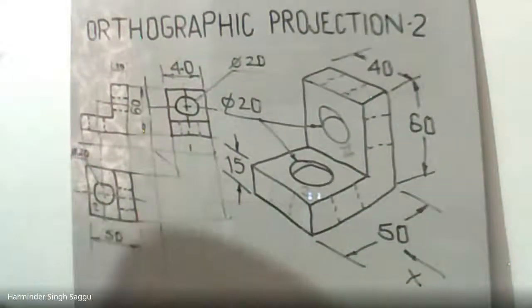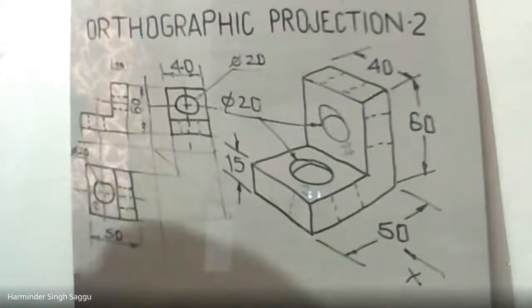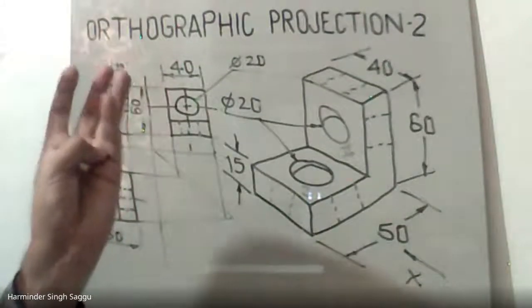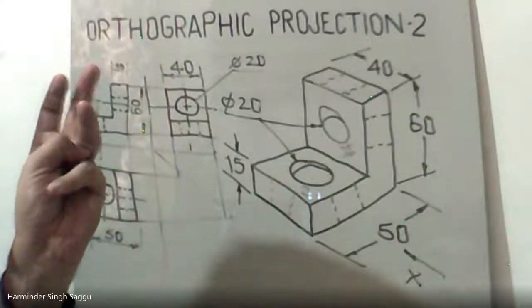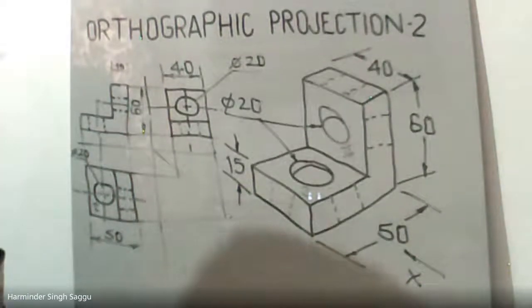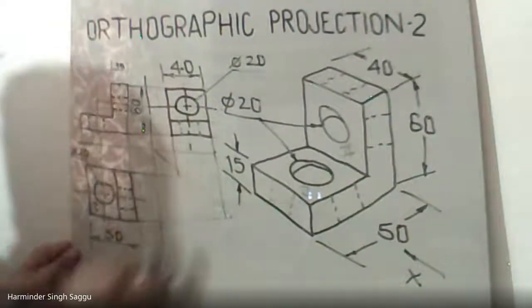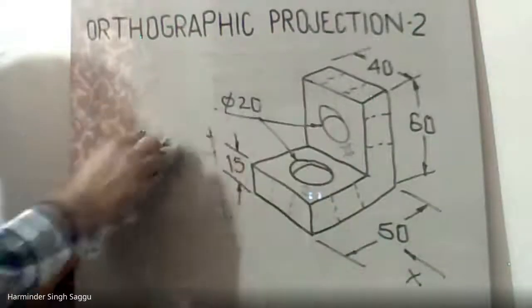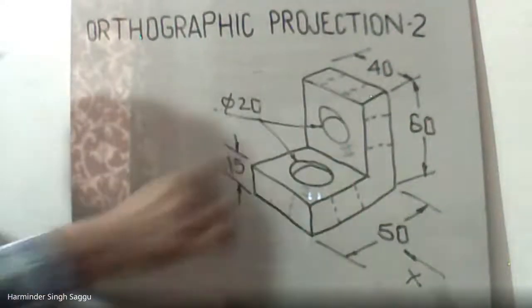Any doubt? So this is the concept of hidden lines also. We have done the simple case, inclined case, circular, and hidden line. So these are the four cases in orthographic projection. Now, for the concept of hidden lines, again I will modify this object for a better understanding of hidden lines. See carefully.